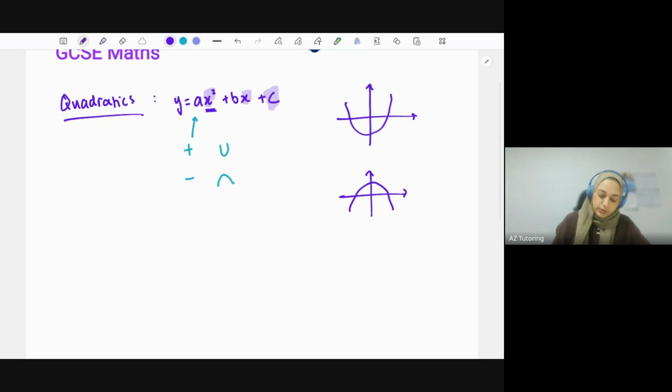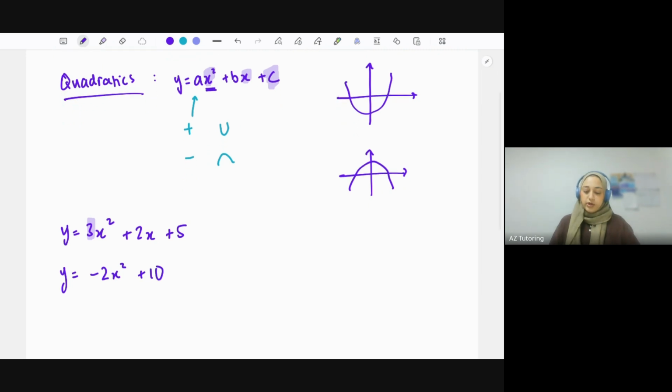So let's look at a few examples. If I had y equals 3x squared plus 2x plus 5, that's a quadratic, and we know it's a U-shaped graph because this 3 is positive. That makes it U. If I had y equals minus 2x squared plus 10, again, this is a quadratic equation, but because the number with the x squared is negative, this is going to be an N-shaped graph.